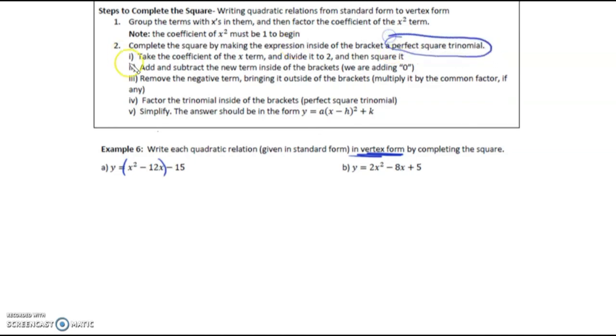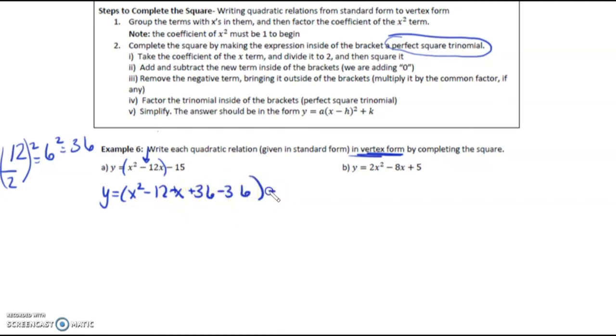Now, complete the square by making the expression inside of the bracket a perfect square trinomial. That's our goal. So here are the steps of doing that. We're going to take the coefficient of the x term, which is -12. We're going to go to the side of our paper, divide it by 2 and square it. 12 divided by 2 is 6, squared is 36. So divide by 2 and then square it. What we're going to do is add and subtract that new term inside of the brackets. So by putting in a plus 36 minus 36, we're actually adding 0. So we're not changing our equation, we're just changing the way it looks.